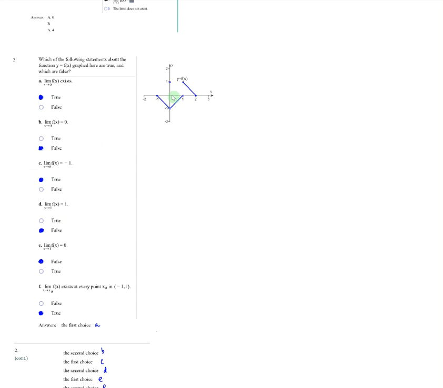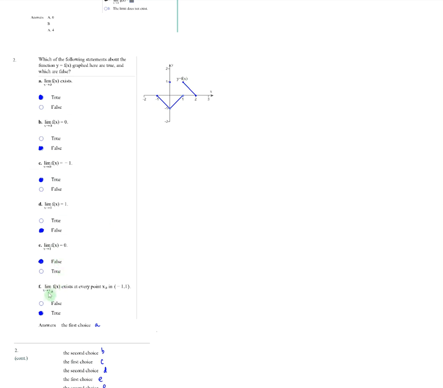So if we go over here and we go toward 1, from the left we're ending up here, from the right we're up here. Different numbers. So that is false. The limit as x approaches 1 is 0. That's false, because we said it doesn't exist.